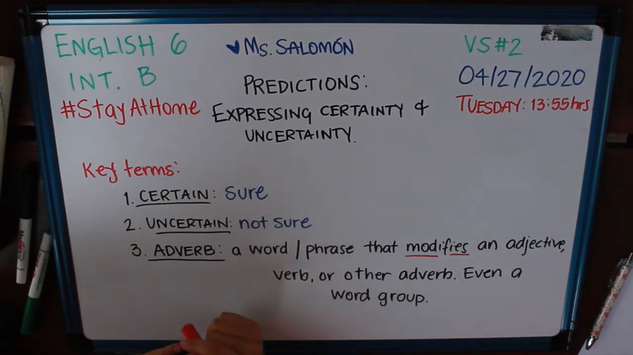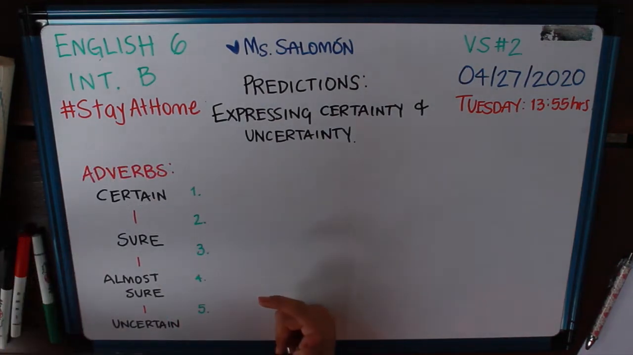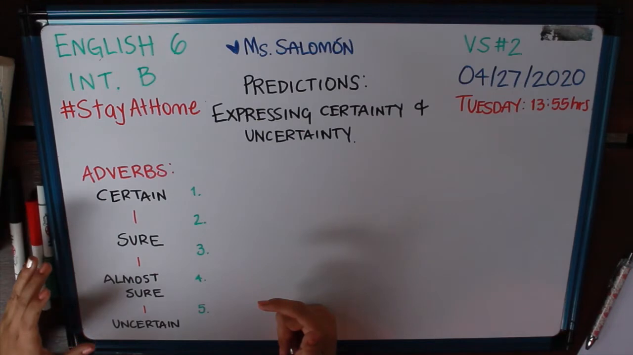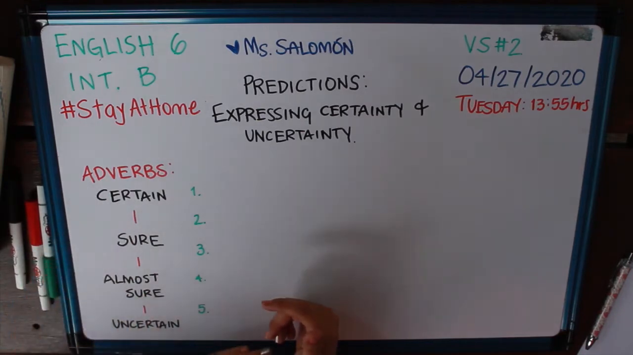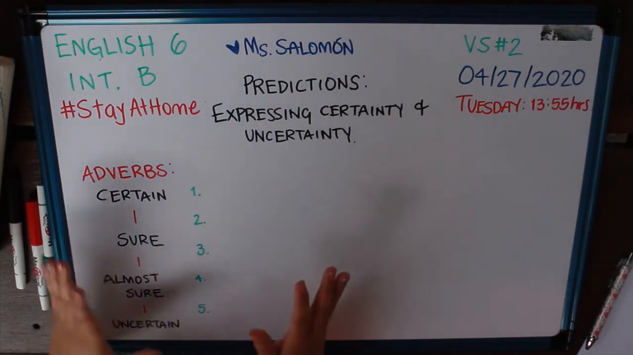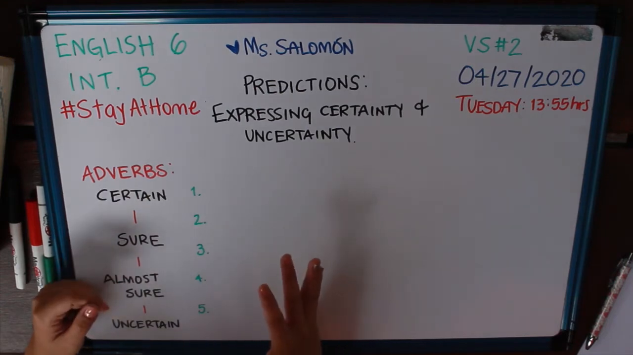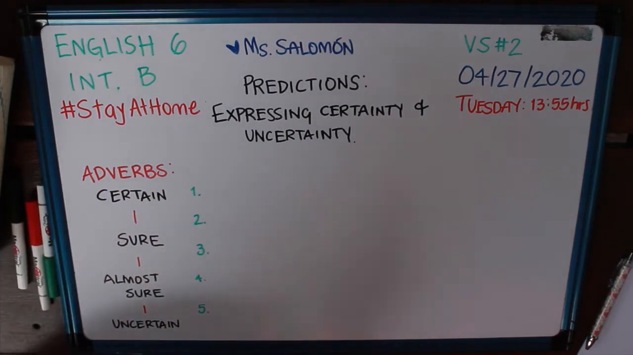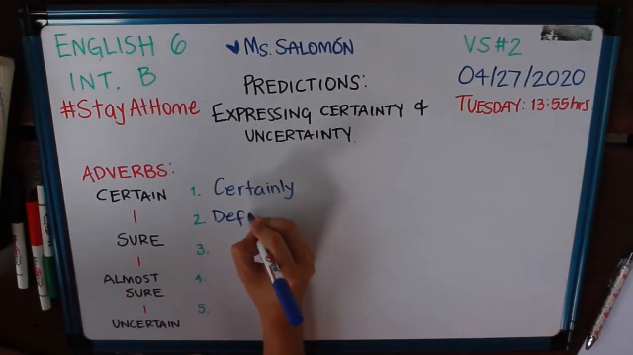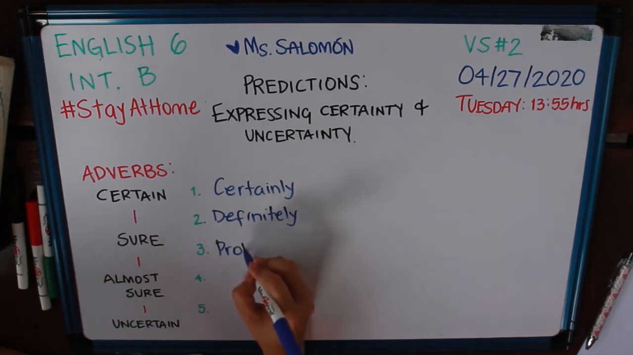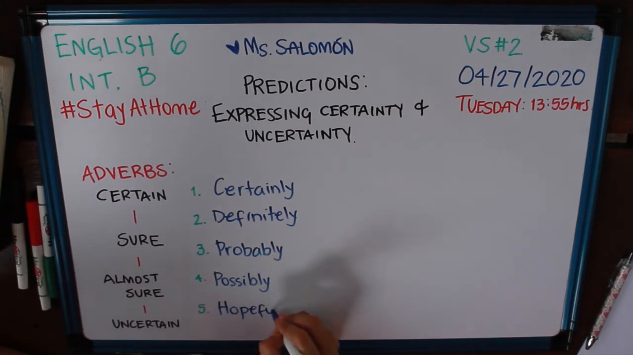Now, let's talk about making predictions about the future. When we talk about adverbs of probability, we're talking about words that modify the degree of certainty about the things that they modify. Now, there are many adverbs in the English language, but for this session, we'll be focusing on 5 adverbs. The first one is the adverb certainly. The second adverb is the adverb definitely. The third adverb is probably, then possibly, and finally, hopefully.